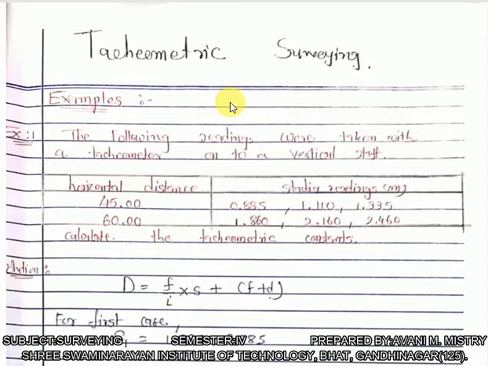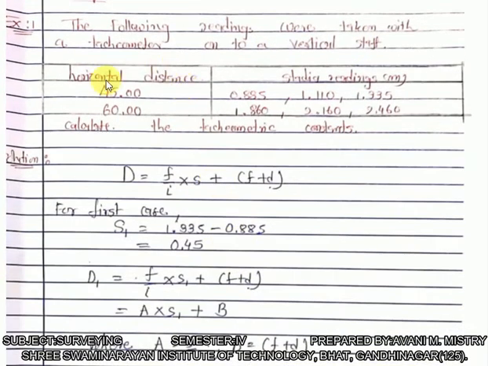Today we study tachymetric surveying examples. Examples related to tachymetric surveying. Example number 1. The following readings were taken with the tachymeter onto a vertical staff.